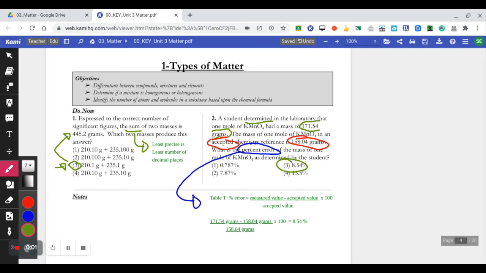This is Unit 3, Matter. Lesson 1, Types of Matter. Practice your skills. 1. Expressed in the correct number of significant figures, the sum of two masses is 445.2 grams. Which two masses produce this answer?